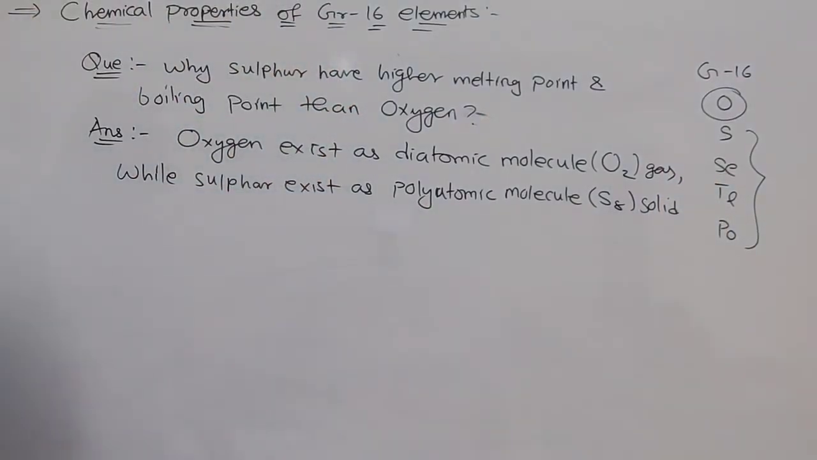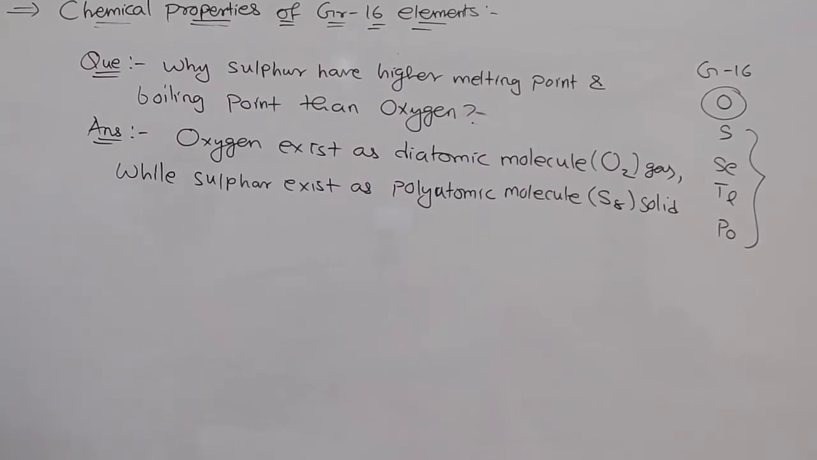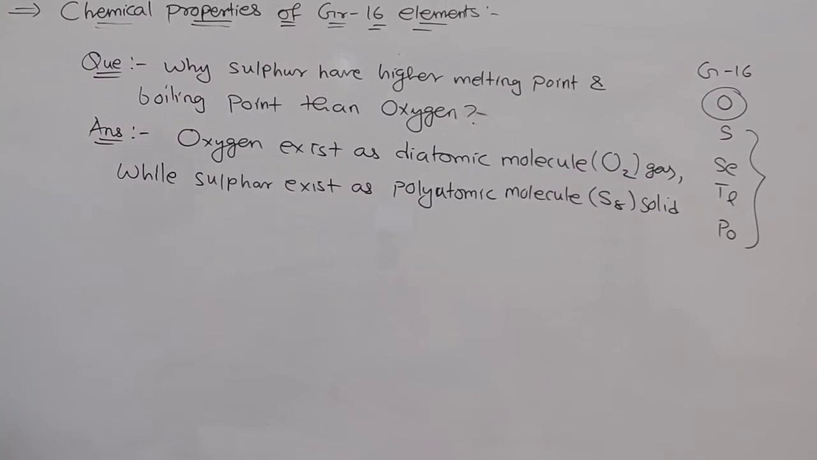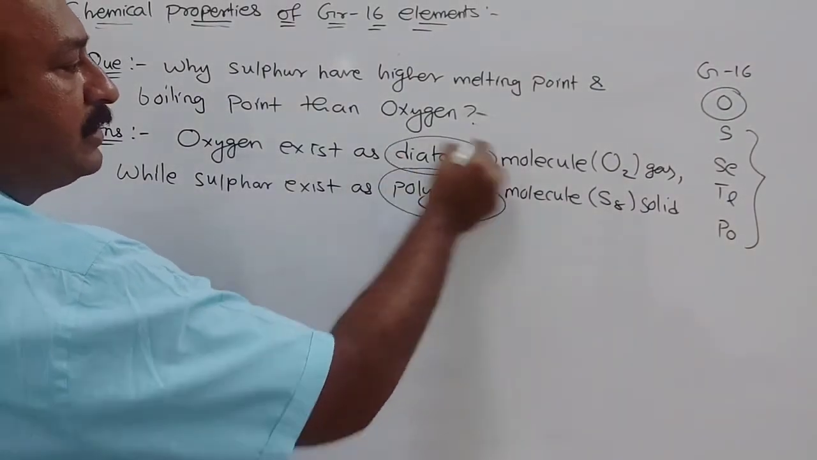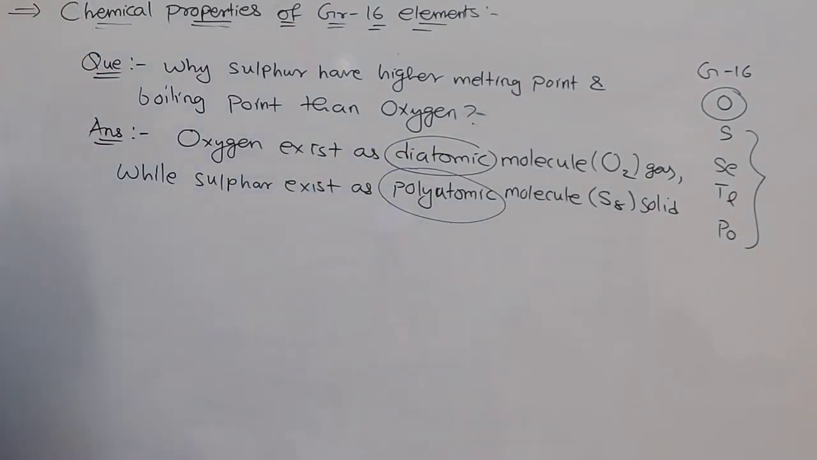So this is the reason why sulfur has a higher melting point and boiling point. Therefore, sulfur has a much higher boiling point and melting point because of this reason. This is diatomic oxygen, while sulfur is polyatomic.